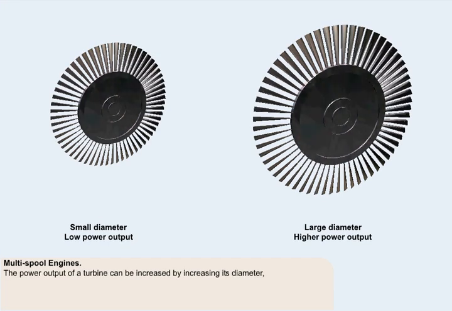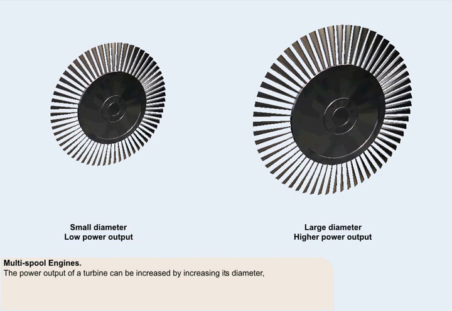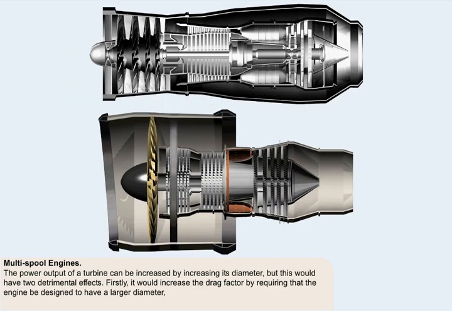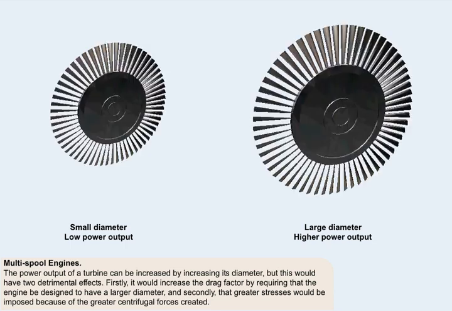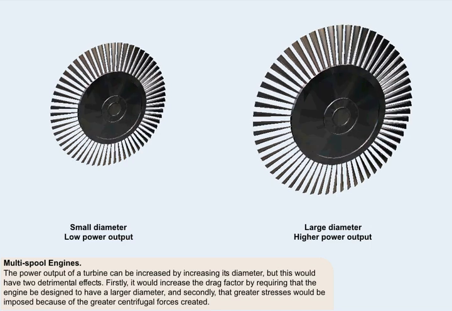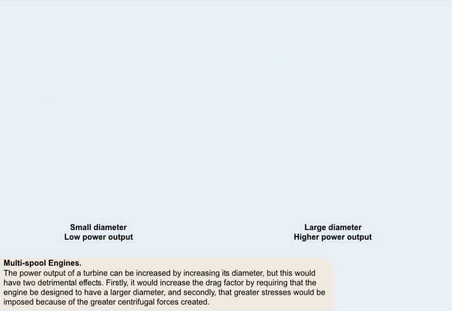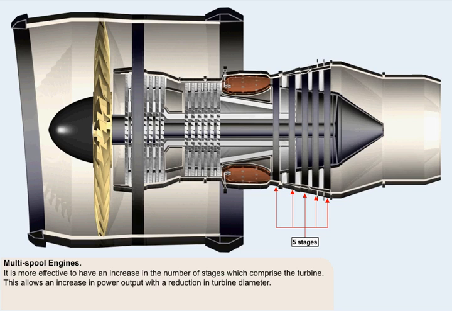The power output of a turbine can be increased by increasing its diameter. But this would have two detrimental effects. Firstly, it would increase the drag factor by requiring that the engine be designed to have a large diameter. And secondly, greater stresses would be imposed because of the greater centrifugal forces created. A more effective method is illustrated in this picture, where an increase in the number of stages which comprise the turbine allows an increase in power output with a reduction in turbine diameter.